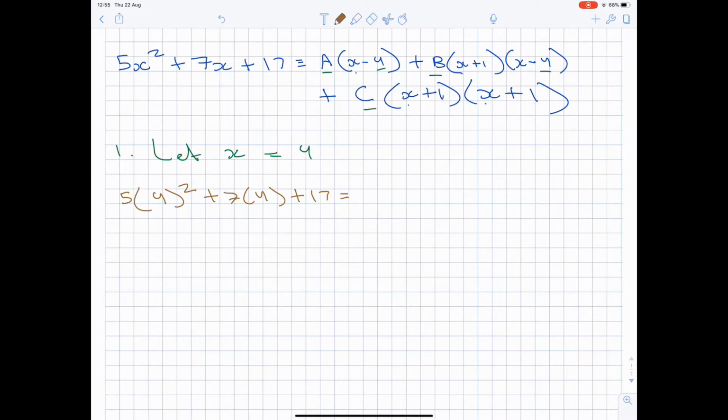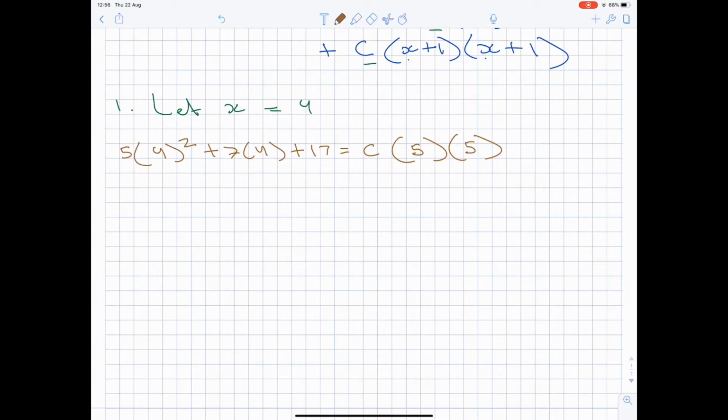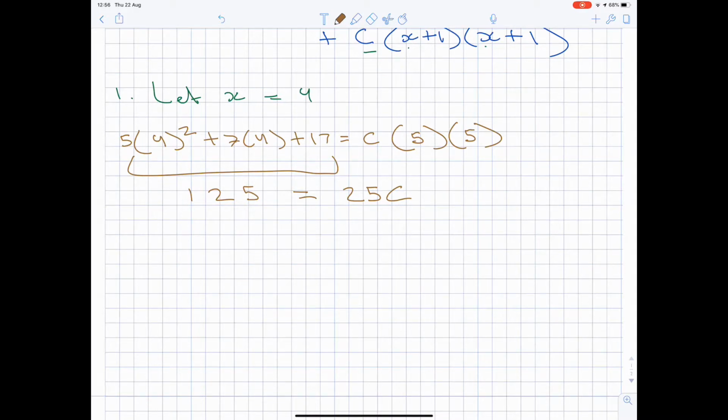C, on the other hand, we're going to put 4 in, and we're going to get an actual number. So I'm going to write C, and then that's going to be 4 plus 1, which is 5. And then likewise, that's the same for the second part, so that's just going to be 5. Sorting the left-hand side out first, if we simplify this whole thing down, we're going to get 125 equals 5 times 5, which is just 25, leaving us with 25C. And doing the numbers on this, just divide by 25, it's the easiest thing you could do. That's going to leave us C as 5.